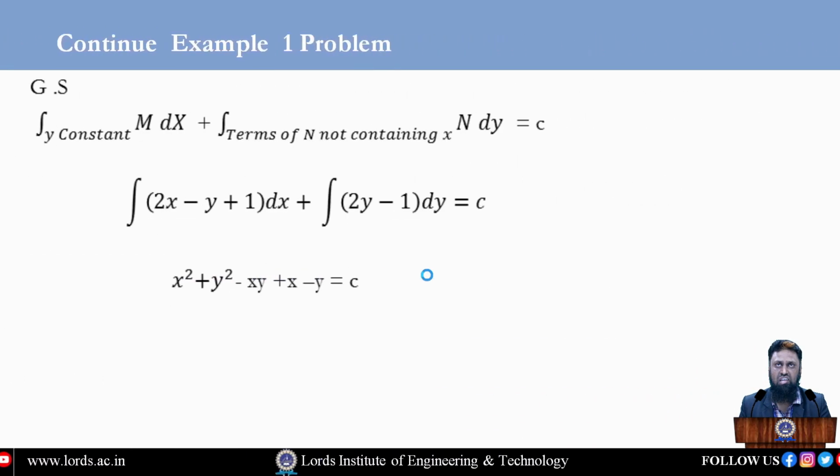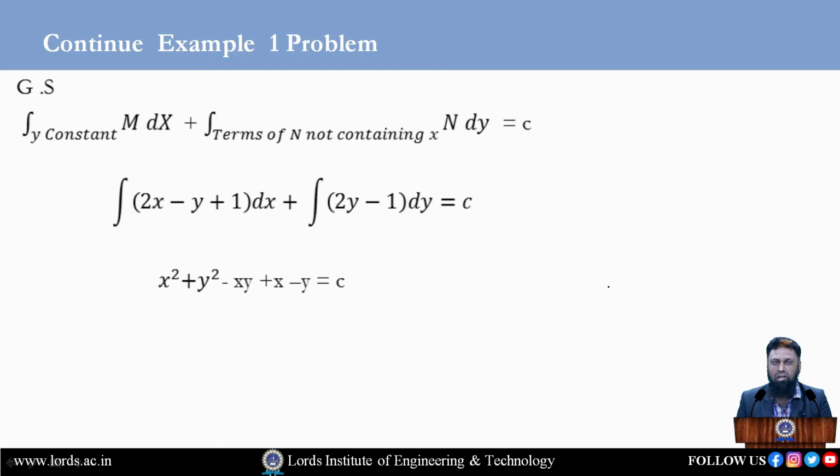What is the general solution here? The general solution is integration of M dx plus integration of N dy. Here y is a constant in M, and N is what is given in the question, 2y minus x minus 1. Here we take the terms of N not containing x, so you have to put x equal to 0. So you get N equal to 2y minus 1. You have to write this N value here.